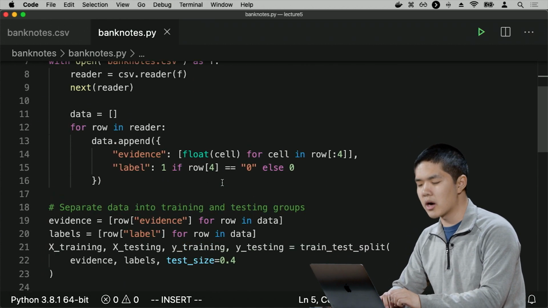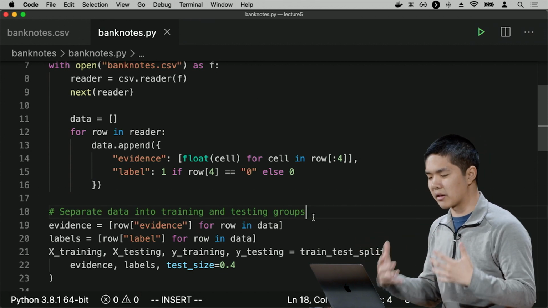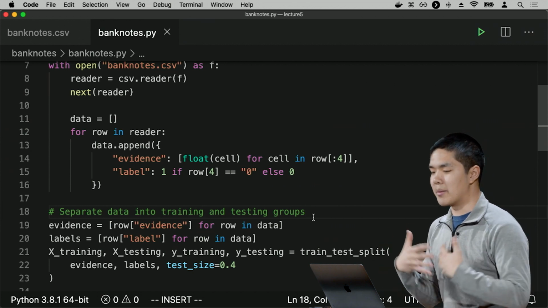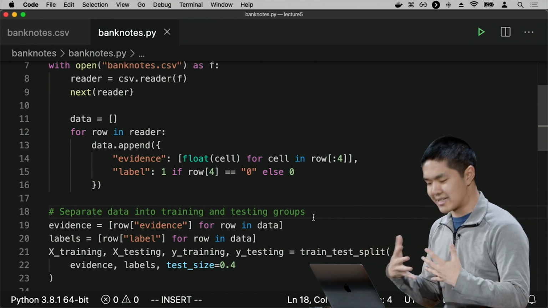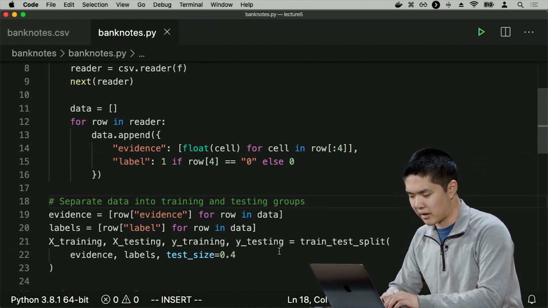And so this is where more of the writing Python code on your own comes in, in terms of manipulating this data, massaging the data into a format that will be understood by a machine learning library like scikit-learn or like TensorFlow. And so here I separate it into a training and a testing set.